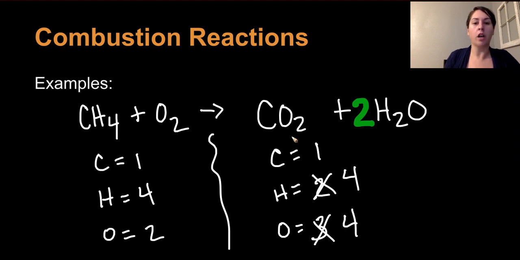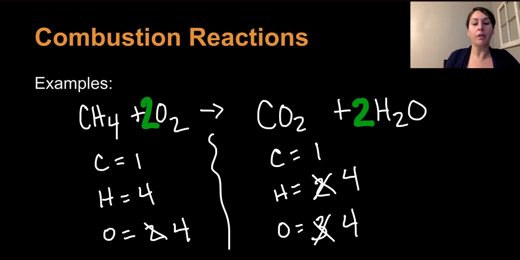I have 1 carbon still on both sides, but the oxygens are different. Well, I can come back and at the end, this oxygen by itself, I can actually go ahead and put a coefficient of 2 here. And when I do that, I end up with 4 oxygens. And this is actually balanced. And so you'll see a variety of these.